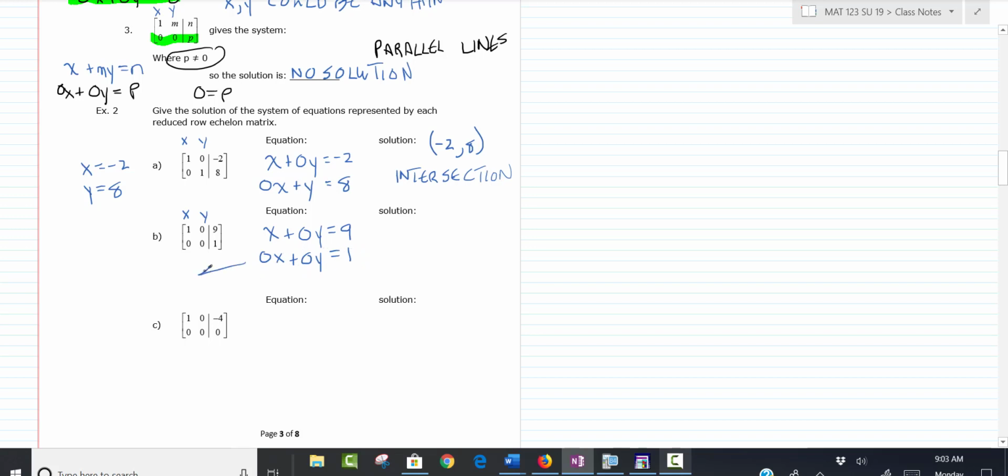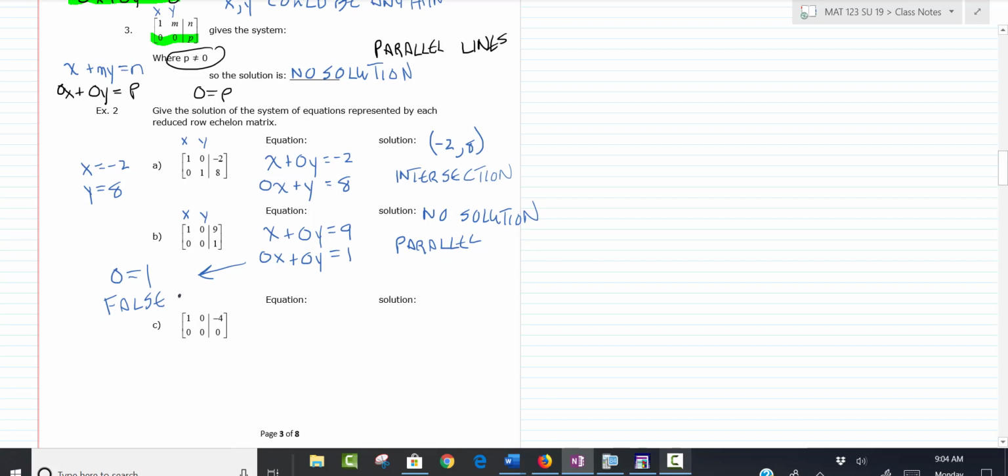See, this equation right here really is saying 0 equals 1. Well, that's false. That's impossible. So that's why this would have no solution. So that would be how you'd write the answer: no solution. That just means these two lines are parallel. So from the original system, we'd have two lines that never intersect. That's the geometrical meaning of that.